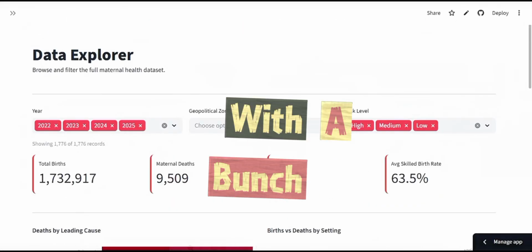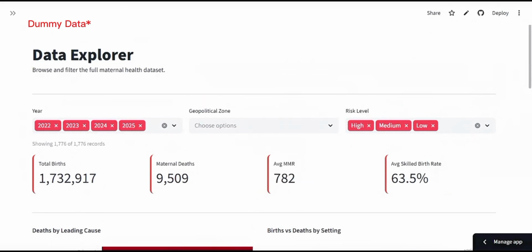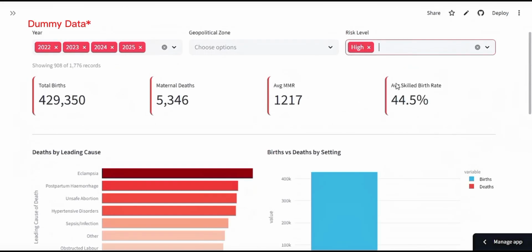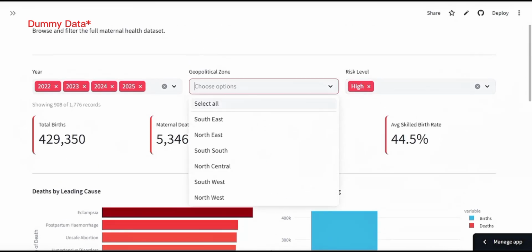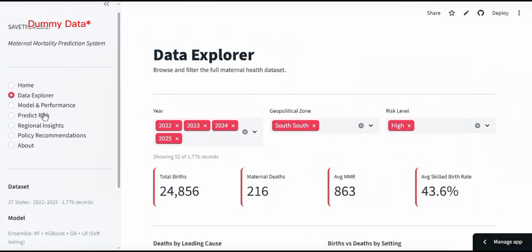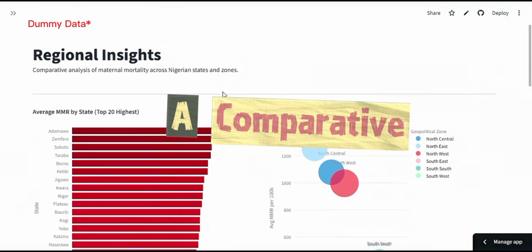The app itself comes with a bunch of tools like the Data Explorer, which allows you to browse and filter through the data set. You can check the factors that cause really high risk level. You see, postpartum hemorrhage is one of them. Then you can also classify this on geopolitical zones, like, say, South.